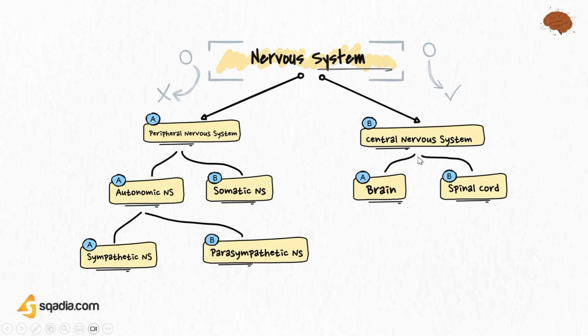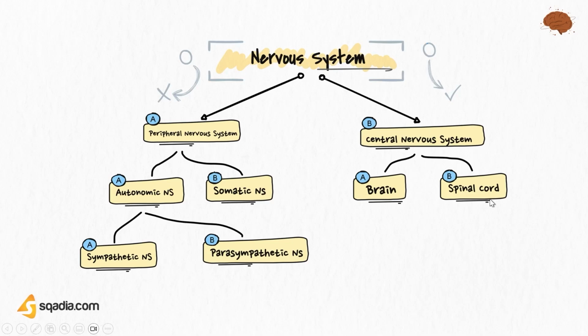It is the control center of the nervous system and is responsible for processing and integrating information received from the body and external environment. Now, the brain is the most complex organ in the body and is divided into different regions that specialize in various functions such as cognition, sensory perception, motor control, and emotions.